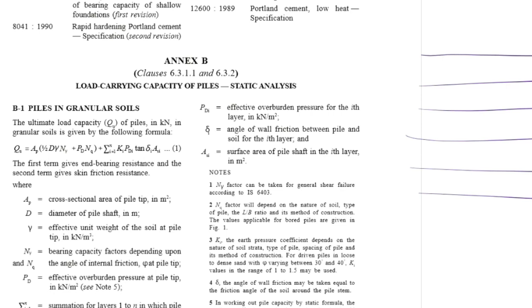So piles in granular soils. Suppose we have a soil profile. So let me just draw it. We have a soil profile. Now we have a pile. This pile is of circular cross section. This is D, the diameter of the pile, and this soil layer has certain properties.